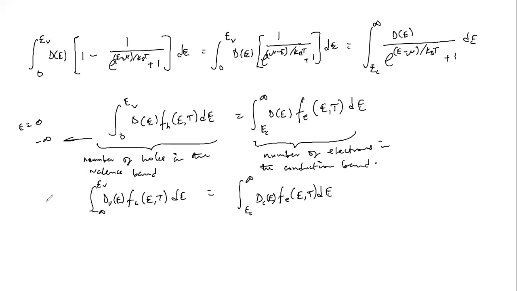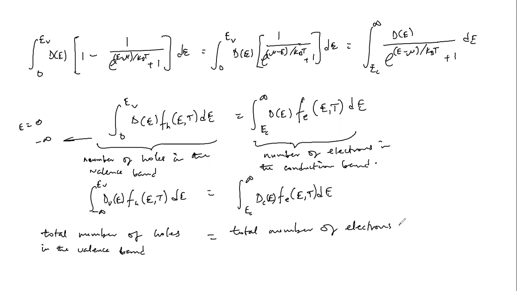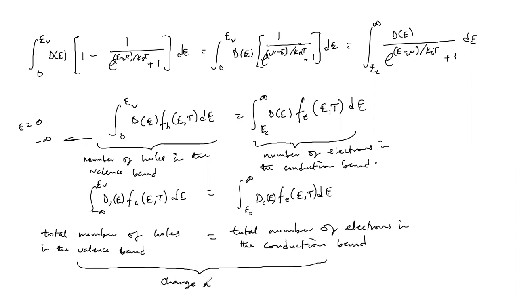And the total number here, you now see that the total number of holes in the valence band must be the same as the total number of electrons in the conduction band. And this condition or effect is referred to as charge neutrality. And this implies that an electron excited into the conduction band leaves a hole in the valence band, thereby making the semiconductor device remain electrically neutral.